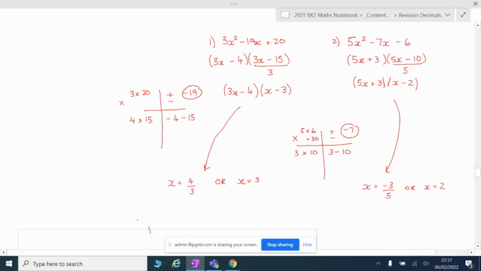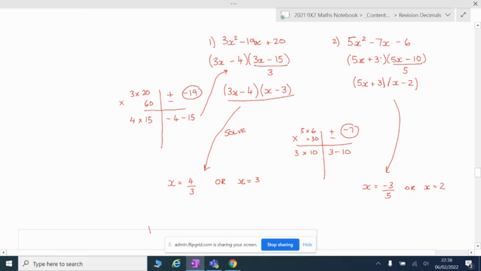Okay, and there are the answers. So in number 1, I have multiplied 3 times 20 to make 60. I'm looking for 2 numbers that times to make 60 that add or take away to make minus 19. I've gone for 4 times 15 to make 60, and minus 4 minus 15 to give minus 19. Put those numbers in there and realize that the second bracket can divide by 3. So the final answer is this. If I'm asked to solve, that would give me those 2 answers there.